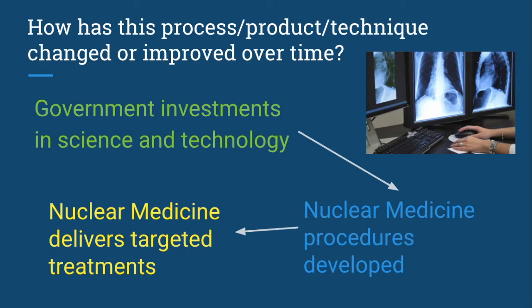Medical radioisotopes have improved over time. For example, government has invested in science and technology, and because of that, nuclear medicine procedures have been further developed. Going off of that, nuclear medicine can now deliver targeted treatments to those who need it. The overall usage of nuclear medicine procedures is expanding rapidly. Nearly 20 million nuclear medicine procedures using radiopharmaceuticals and imaging instruments are carried out annually in the United States alone.